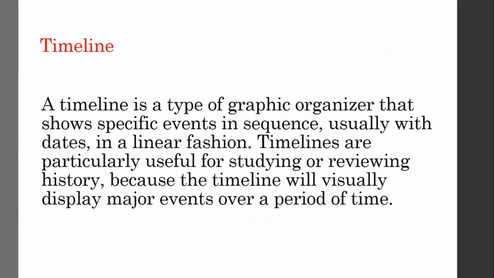And we also have timeline. A timeline is a type of graphic organizer that shows specific events in sequence, usually with dates, in a linear fashion. Timelines are particularly useful for studying or reviewing history because a timeline will visually display major events over a period of time. So, timeline basically shows a chain of events, a historical review of events that lead to a recent or current event, and it shows the specific years or dates when the events happened. And these events are all connected that shape the events in recent years. So this is functional in historical analysis and investigation.